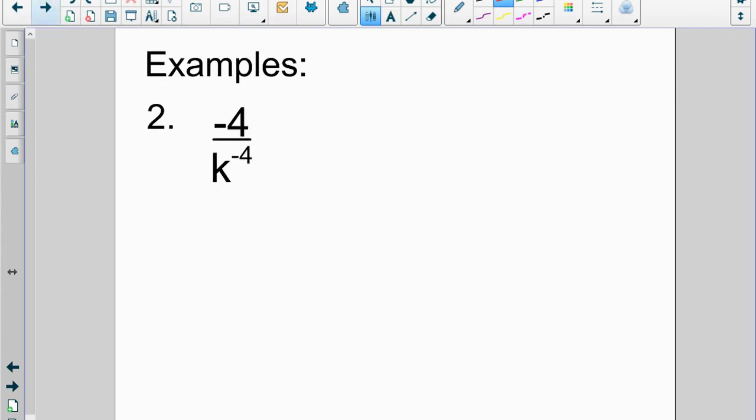All right, with this one, we do have a negative power in the denominator. Notice in the numerator there's a negative number, but that's not an exponent. That's like negative 4 to the first power. That's a positive 1 for an exponent. So we're going to leave the negative 4 where it's at. Negative 4 stays in the numerator.